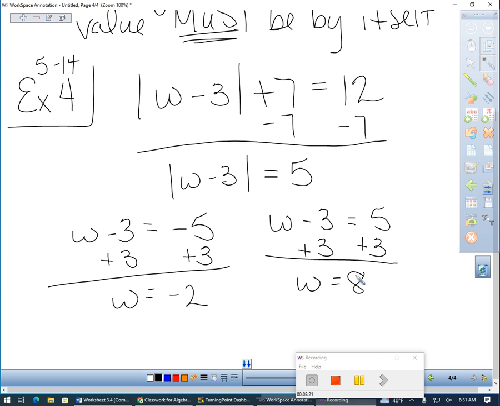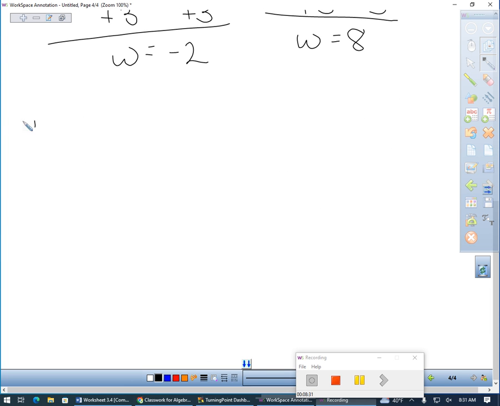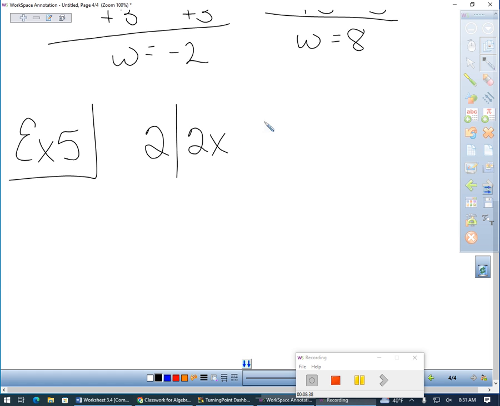All right, let's add one more thing. How about this one? Example number 5. What if I had 2 absolute value, 2x plus 4 is equal to 20? Is the absolute value by itself? Okay. So in this case, we have to divide by 2. There are not parentheses. We can't distribute it in.